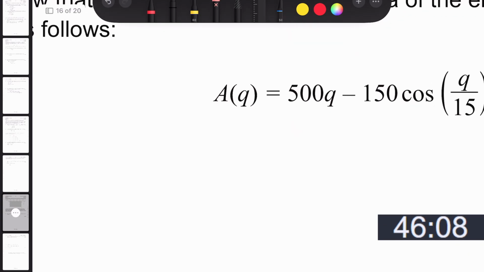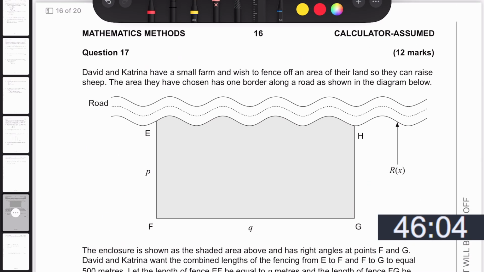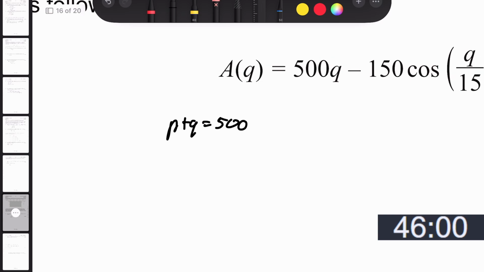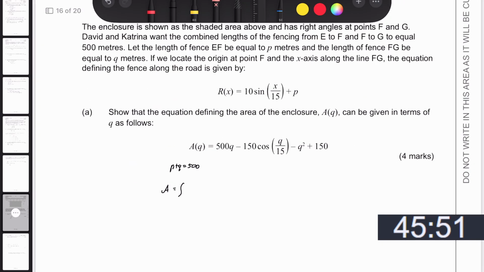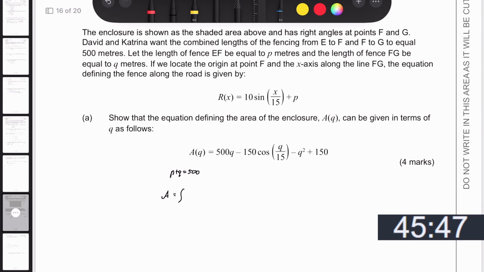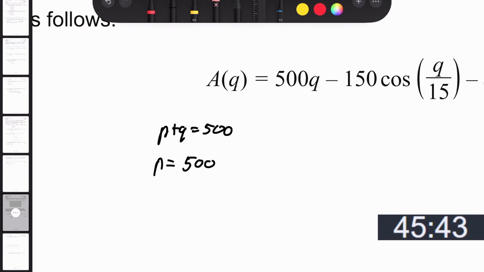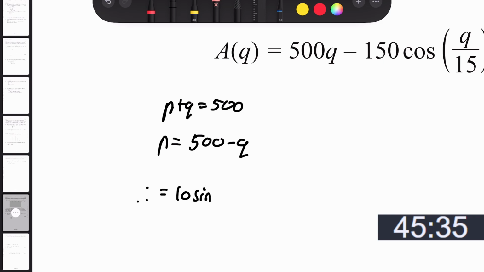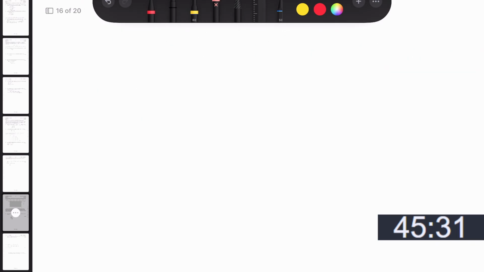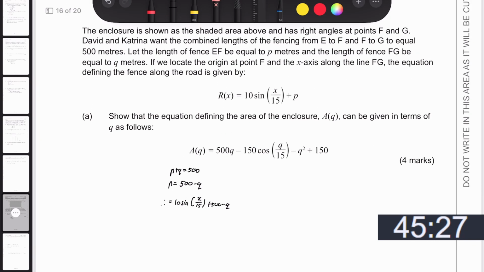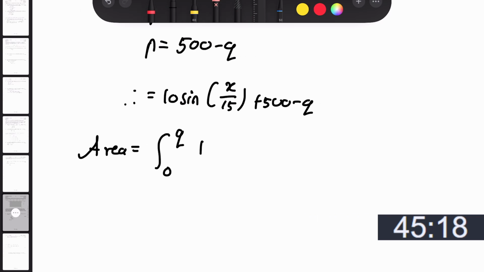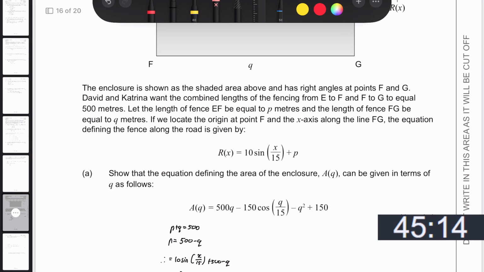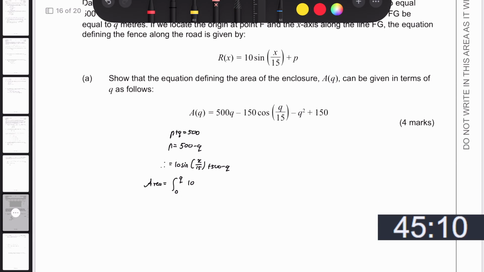So P plus Q equals 500. And then we want to say, the area is going to be equal to, I won't say of Q yet. Okay, let's say that P equals 500 minus Q, therefore R is equal to 10 sine of x on 15 plus 500 minus Q, and we know that the area is going to be equal to the integral from 0 to Q of 10, given in terms of Q as follows.